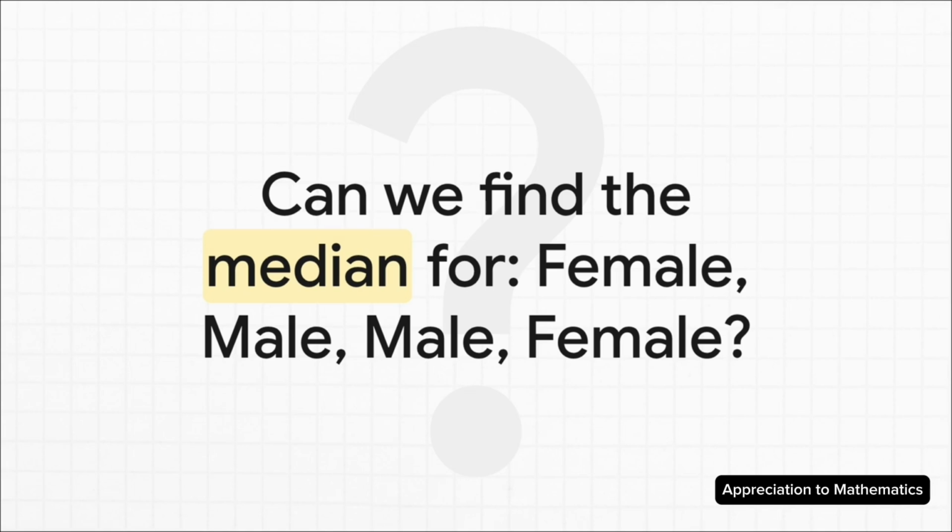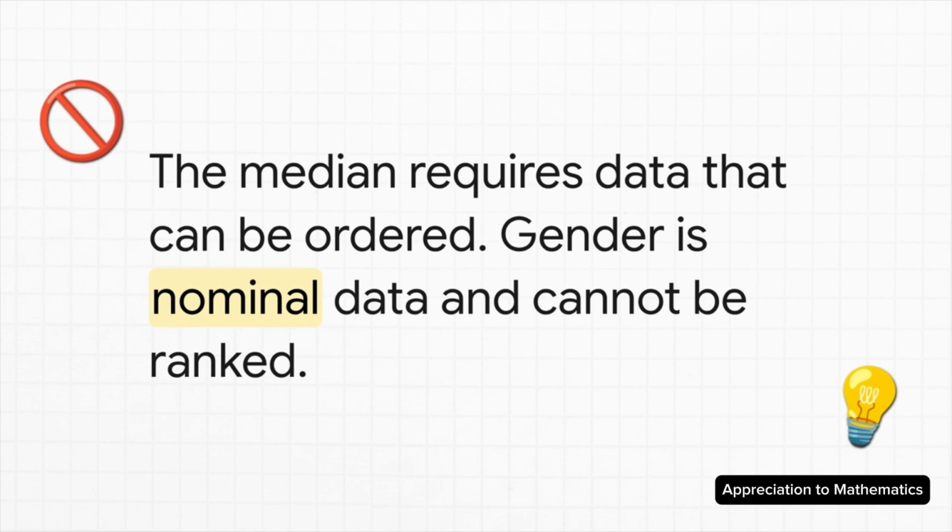Okay, one last question for you, and this one is a bit of a trick question, so be careful. Can you find the median for this data? The answer is you can't. And here's why. This is a really key point. The median only works for data you can actually put in order. You can't really say male is bigger or smaller than female, right? It's just a category. So you can't find a median for it.